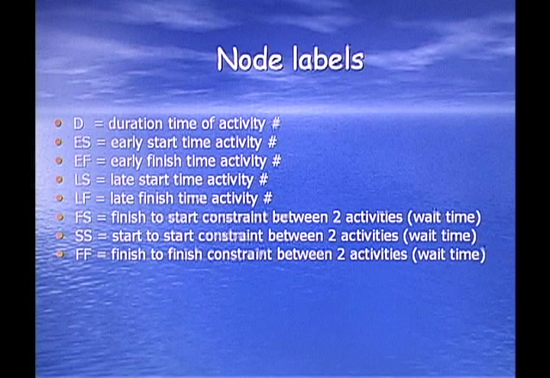Node labels. D is duration of time of the activity. ES is your early start date. EF is your early finish date. LS, your late start date. LF, your late finish date. FS is finish to start constraint between 2 activities. SS is a start to start constraint between 2 activities, which is your wait time. And the FF is your finish to finish constraint between 2 activities. You just need to know what these are. You don't have to know how to do the whole thing.